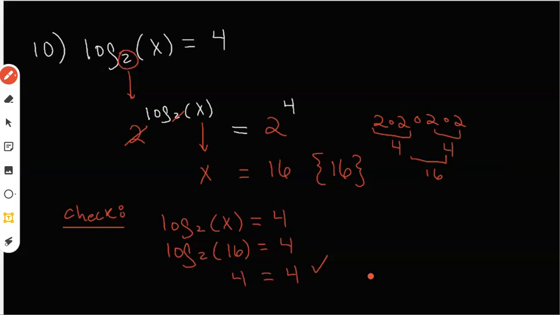And that is it. That is exponential and logarithmic equations. I hope that helps.